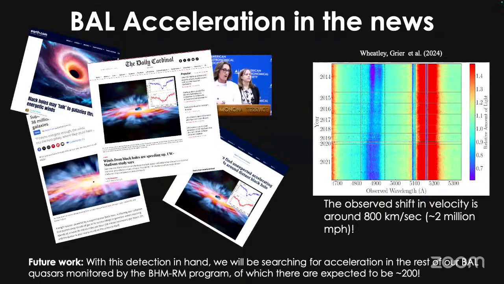This plot here is called a trailed spectrogram. Each horizontal line is a different spectrum. It's colored by the strength of the spectrum, so blue shows lower flux, red shows higher flux. So the red here is the carbon-4 emission line. This is the carbon-4 BAL that we focused on. And you can see time goes down here. So it's kind of like a way of looking at every single spectrum at once.